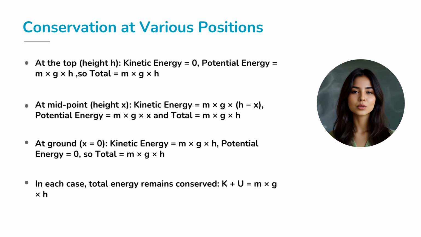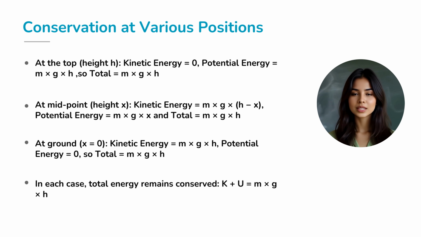Let's break this into 3 positions during the fall. At the top, height equals h. Kinetic energy is 0 because the body is at rest. Potential energy is mgh. Total energy, mgh.